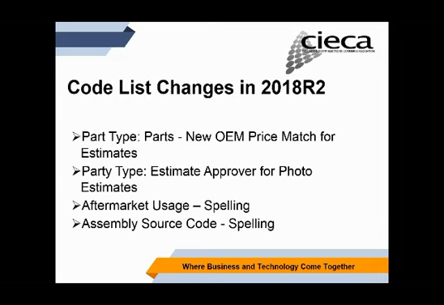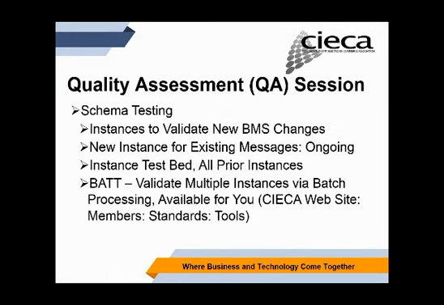Continuing the code table changes, part type for estimates added the part type code whose definition is new OEM price match, which was requested by one of our members. Additionally, party type added estimate approver for photo estimates. In aftermarket usage code table and source code tables, spelling changes were made impacting procurement and recycled parts. And again, the existing spelling and the correct spelling, or the legacy and the preferred, will both be valid. And that's a wrap for the code lists.